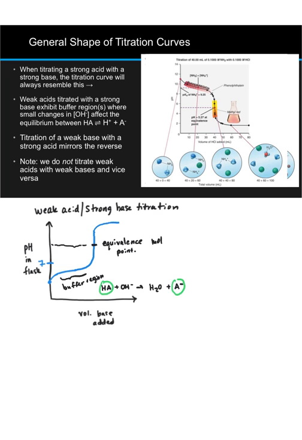At this equivalence point, the moles of hydroxide ion, our base, are equal to the moles of our weak acid HA. So we consume completely all of our HA and all of our hydroxide ion, leaving water, but also some conjugate base. The major species in solution is A-.